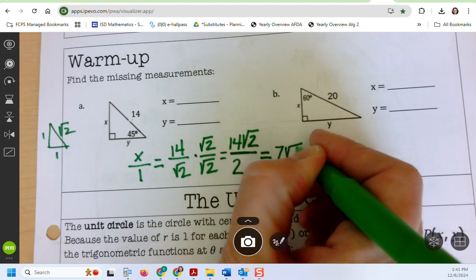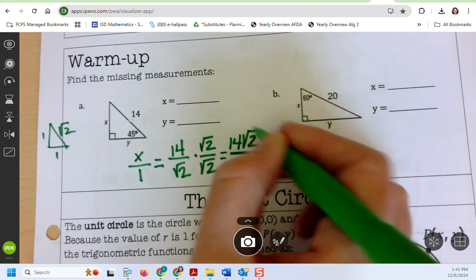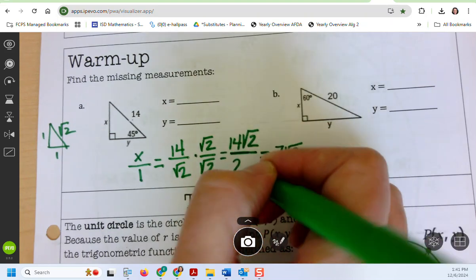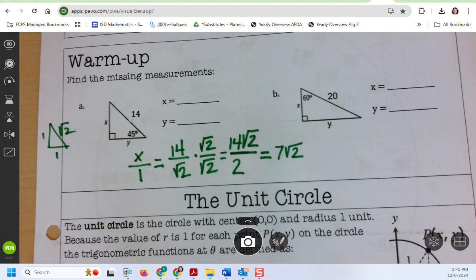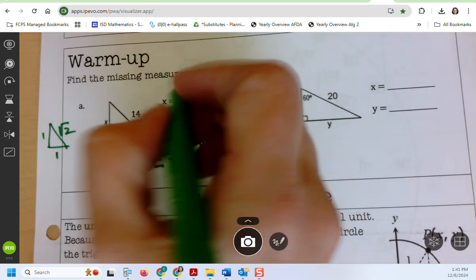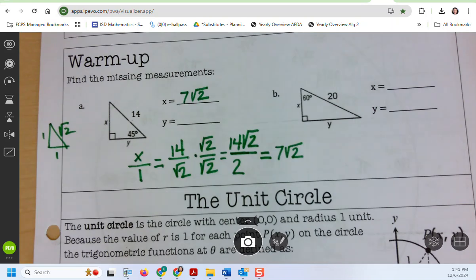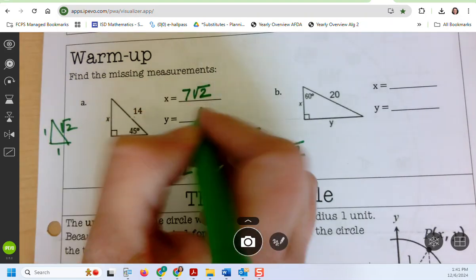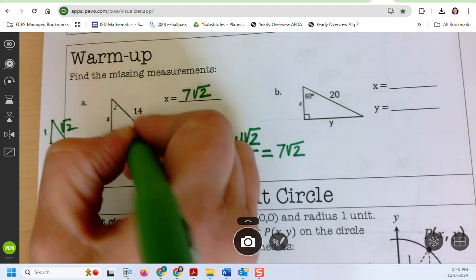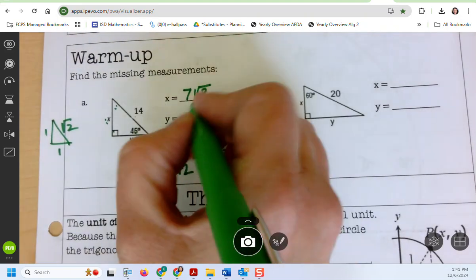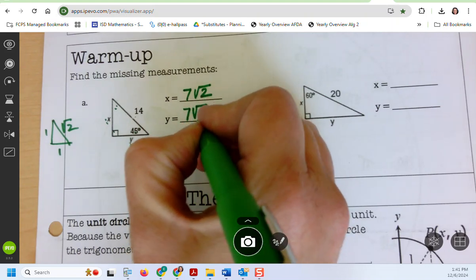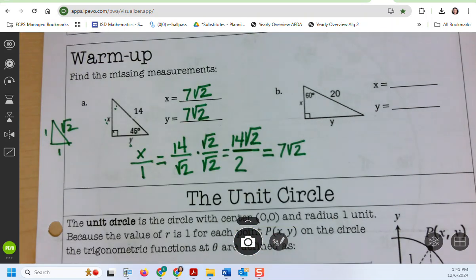You don't want to divide 2 times because we're dividing this whole term by 2. Dividing it twice would actually be dividing by 4. All right, so if x equals 7 root 2, what does y equal? 7 root 2, because it is an isosceles triangle, because 45, 45, 90. Same angles means we also have the same sides. So 7 root 2 and 7 root 2.